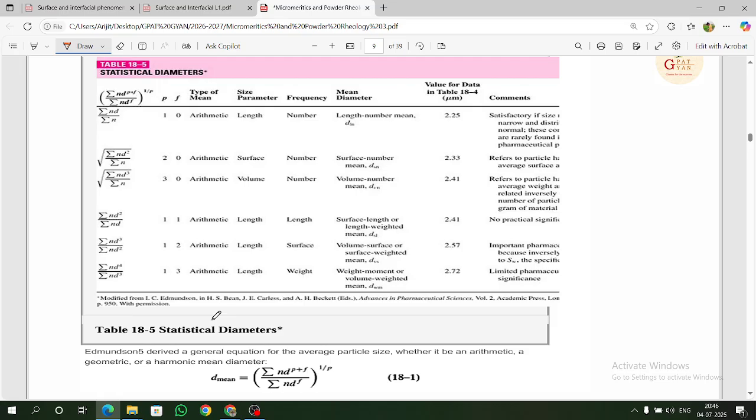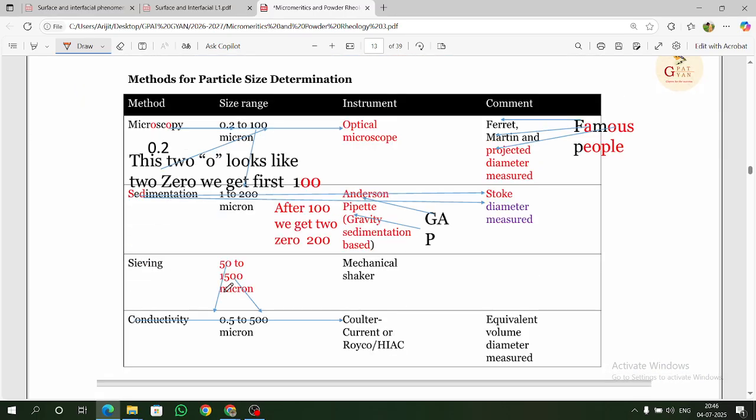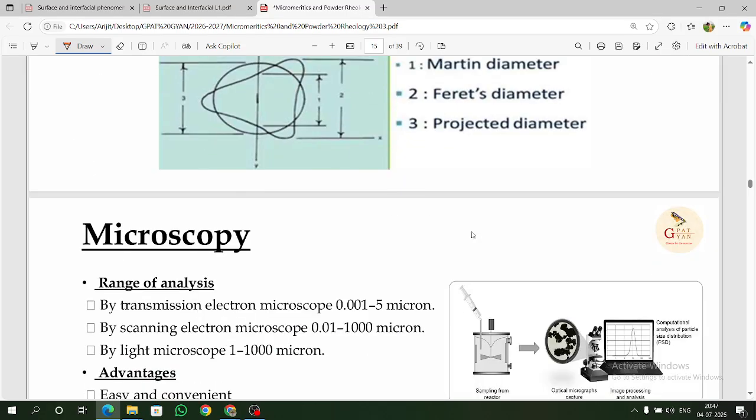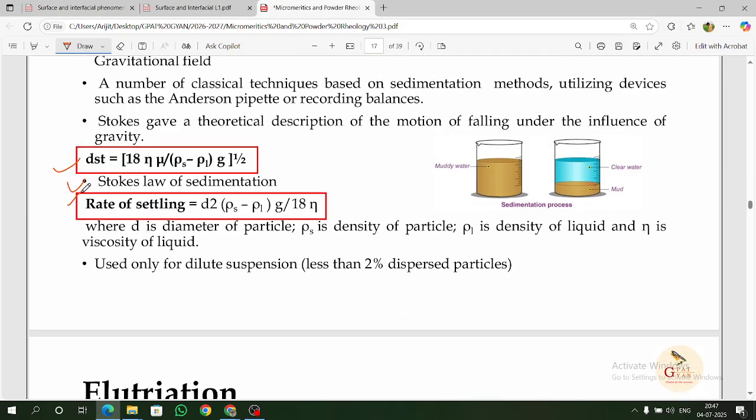Now the n value I have already told, that is not important right now. Specific surface area I have already told. Yes, that is Martin, Feret and projective diameter. This diameter definition you have to remember. Got the point? After that, sedimentation, Stokes law, that is important.